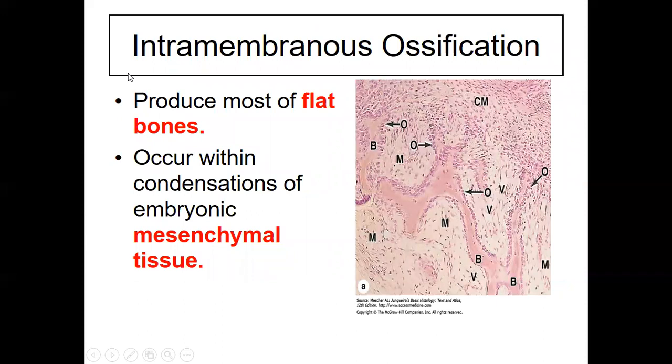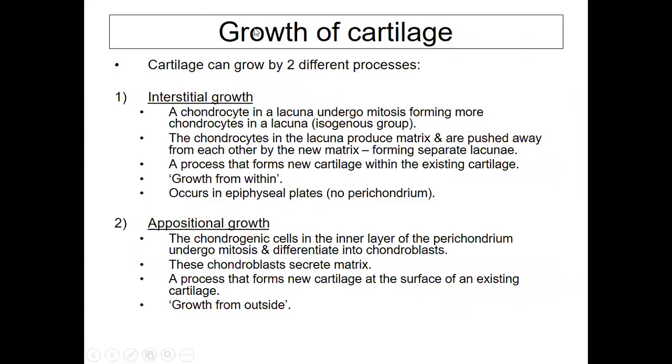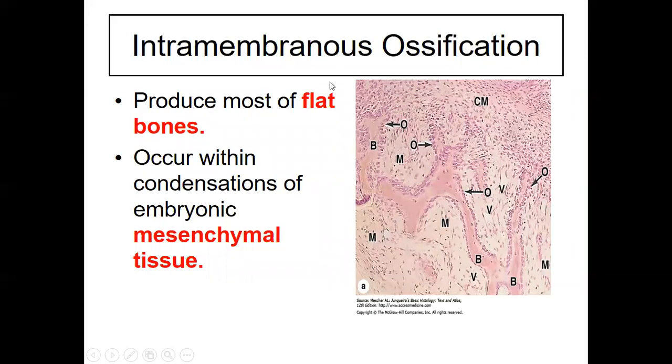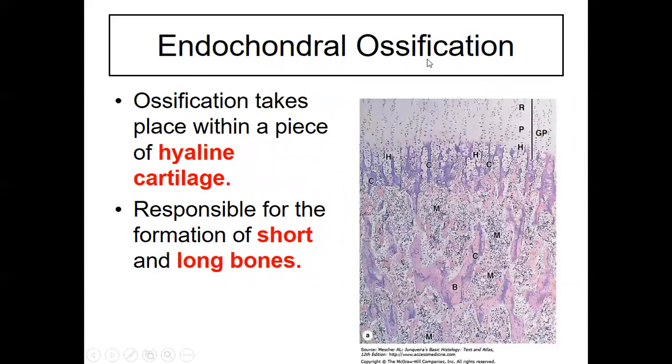Okay, now we're going to discuss ossification. This is a different topic. Previously we discussed the growth of the cartilage. Now we're going to discuss ossification. There are two types of ossification: the intramembranous ossification and endochondral ossification.